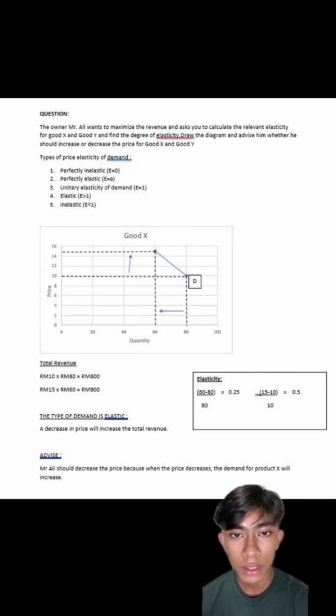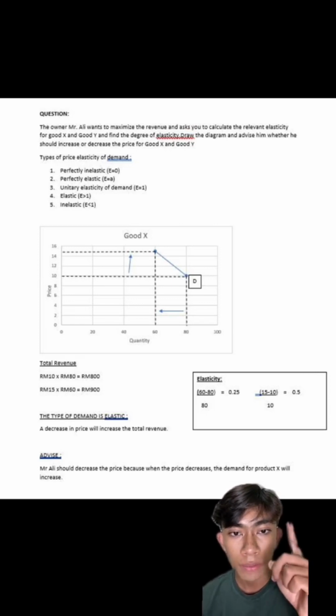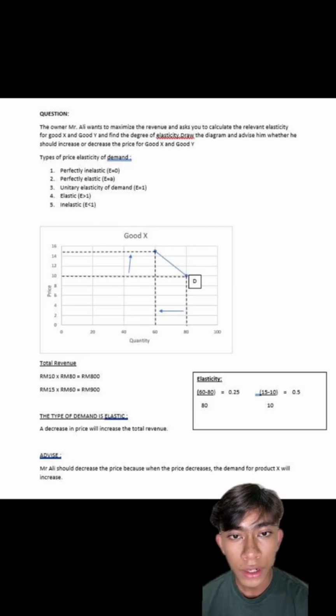So the elasticity formula is 60 minus 80 and divide by 80, and we get 0.25, and 15 minus 10, as we can see up here, divided by 10, and we get 0.5. So the advice for Mr. Ali is he should decrease the price, because when the price decreases, the demand for product X will increase.